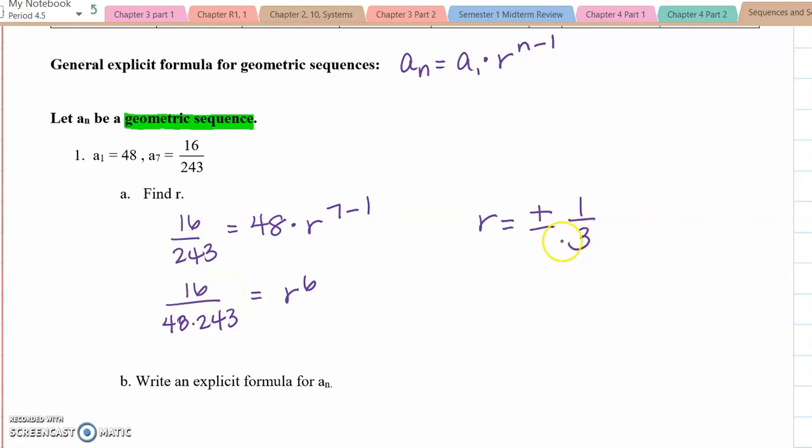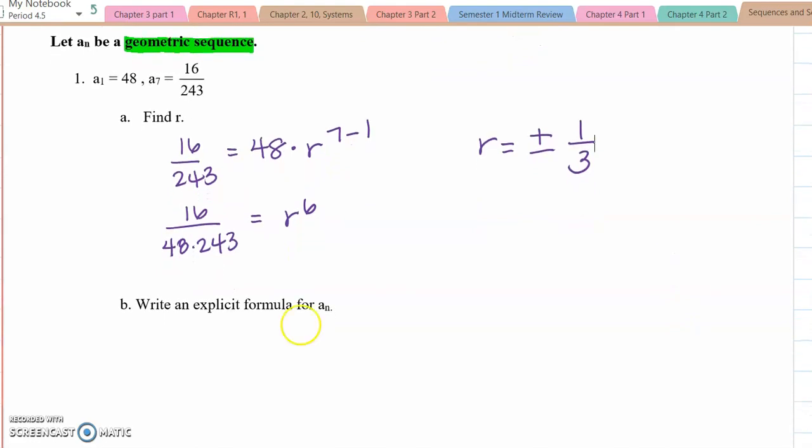So what this says is that we could have a strictly positive sequence. All of the terms could be positive. Or it says that the terms in your sequence could alternate because of this negative. And we have no way of knowing whether this sequence should alternate or not based on these two numbers that they've given to us. So that's why the positive and the negative cases are important.